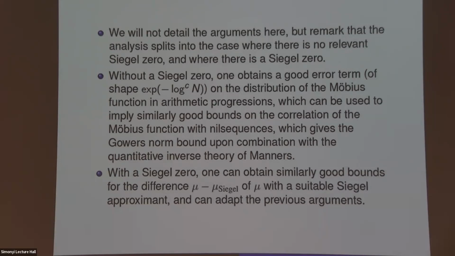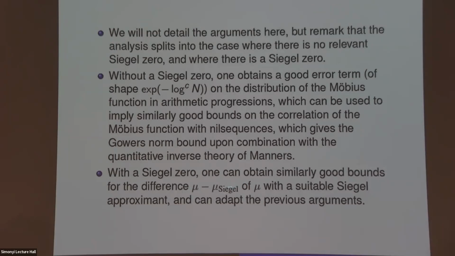Now, when there is a Siegel zero, what happens is that you can construct an approximant, which we call mu Siegel, to mu. It's not quite as simple as the approximant that I discussed for lambda previously, but it's in a similar spirit. You have to have quite a good approximant. The key property we need is that the difference is really, really well behaved, in that on arithmetic progressions, the asymptotics of this difference are as good as what you have in the no Siegel zero case, for which you also get this quasi-polynomial gain in the error estimates, and that takes a bit of work.